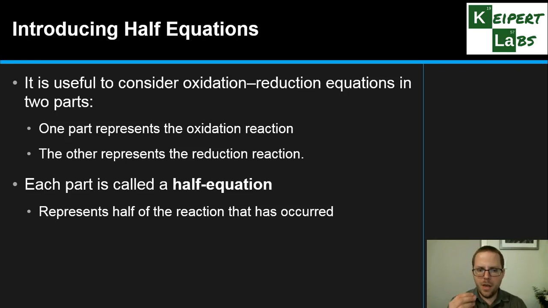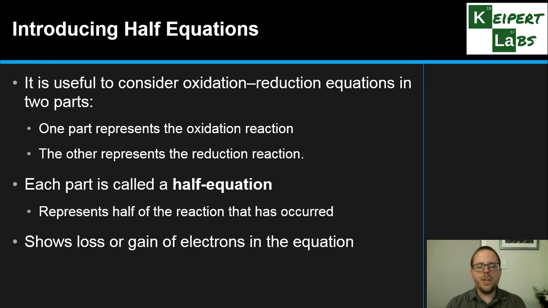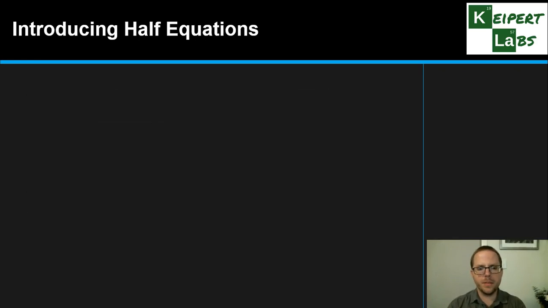So each part or each section of this reaction is called a half equation. Okay, so it's only representing half of that particular reaction that's happened. Recognizing that halves must come together to make a whole, but mentally, again, splitting it helps us. You'll see that as we go. And the idea is that in each half equation, there will be electrons present that show whether there was a loss or a gain of electrons in that particular process.